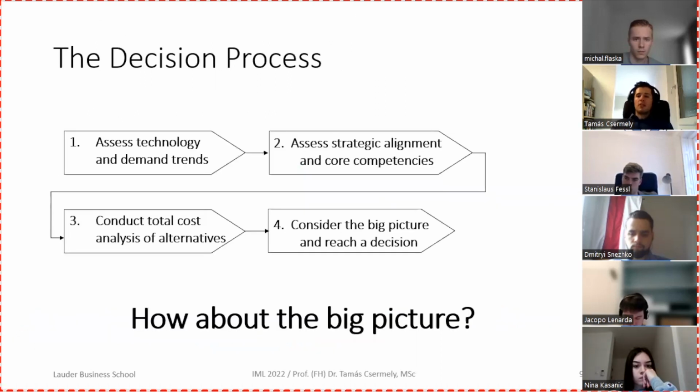So once I have these costs, then I have to move back and consider the big picture again here, which is a mixture of the costs as well as the strategic alignment and core competencies, as well as the technology and demand trends. So I have to put this into my decision box and come up with a decision.